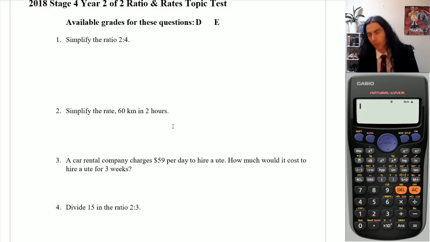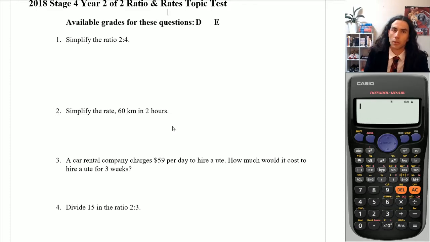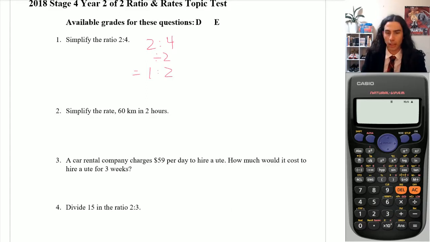I'm going to do it in 5. 2 to 4. Divide by 2, because 2 goes into both of them. And it's equal to 1 to 2. If you want to do it the calculator way, you'd go 2 over 4, 1 over 2. And you have to write that as 1 to 2. Easier to do it yourself.